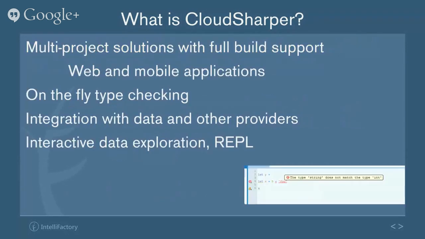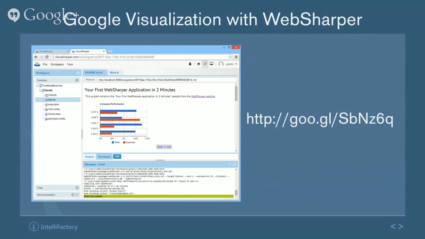All right, so I think I explained this. We have on-the-fly type checking, and we have integration with different type providers and data and visualization and charting and all that. We have a REPL, and you have multi-project solutions. So you can have a solution that has 15 projects inside. We can readily cope with that in CloudSharper. In fact, we have edited CloudSharper in CloudSharper as well, which is a big bootstrap step. And trust me, first time we tried it, it took like 6 gigabytes of memory or something like that. It wasn't exactly good for that.